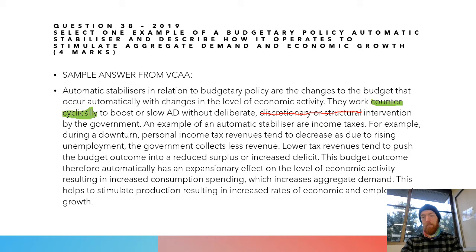So I don't love this answer from VCAA, partly because it talks about personal income tax revenues tending to decrease due to rising unemployment, and then goes from that, so there's less tax revenue, meaning there's going to be a deficit, which makes sense, it's all logical. But then the point about it being automatically expansionary and increasing consumption spending and aggregate demand doesn't really flow well from the fact that the government's collecting less tax, because if people are becoming unemployed, they don't have an income, so why would they spend more?